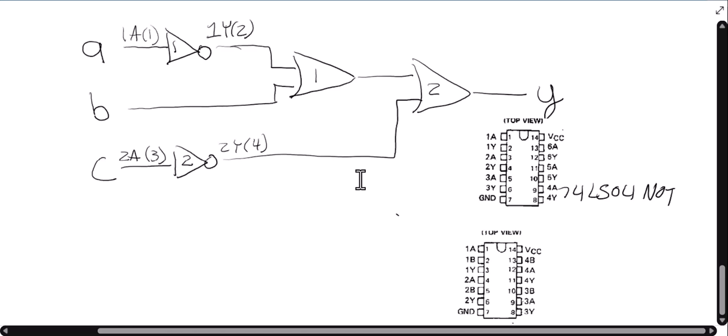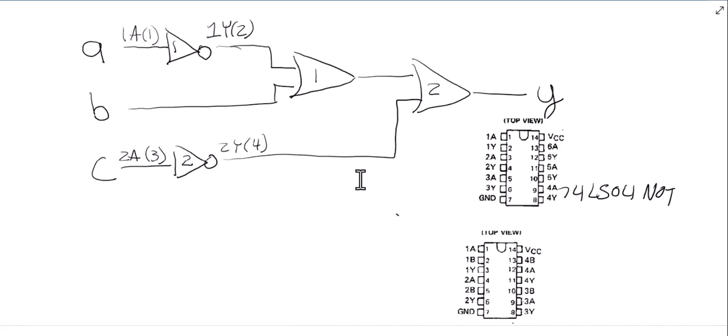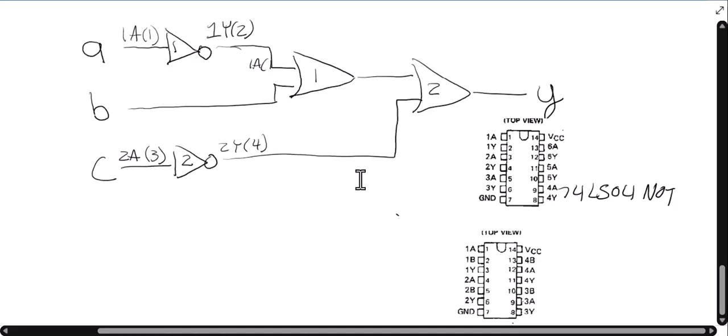Then I come to my OR gate, and I'm using gate 1, so when I come in, I'm going to 1A, which is pin 1, and my other input is going to go into 1B, which is pin 2, and my output is going to be 1Y, which is pin 3.